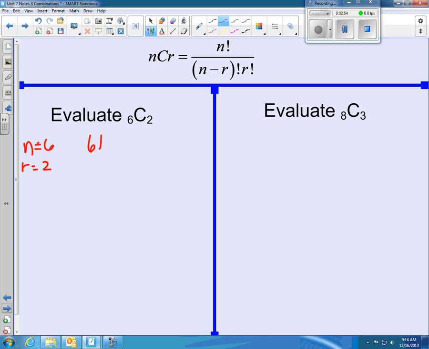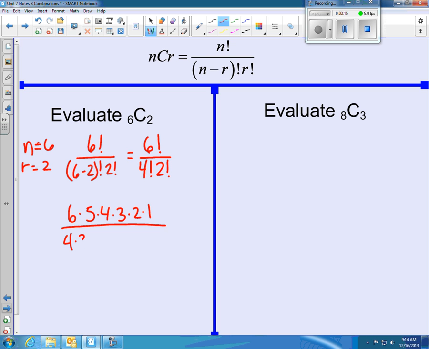So we're going to have 6 factorial over 6 minus 2 factorial, and then don't forget to tag on that extra 2 factorial. So if we simplify this, we have 6 factorial over 4 factorial, 2 factorial. So let's write this out. 6 factorial is 6 times 5 times 4 times 3 times 2 times 1. 4 factorial is 4 times 3 times 2 times 1. And then don't forget we have that 2 factorial, so 2 times 1.